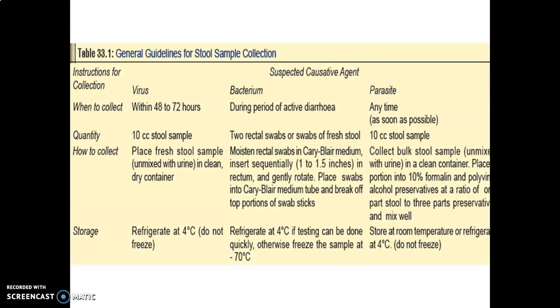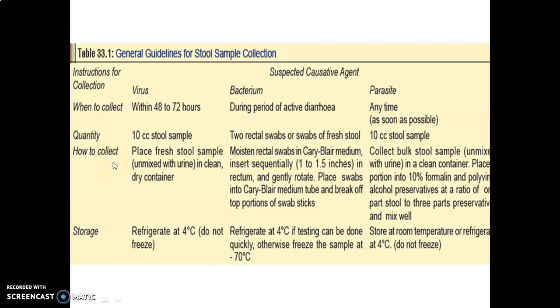So let us see the general guidelines for collection of the stool sample. Here we get information on when to collect the sample and how much quantity should be collected. And after collecting, if you are not conducting the analysis immediately and are storing it, how to store it. We have different classes based on the causative agents like virus, bacterium, and parasites. If we are collecting a virus sample, it should be within 48 to 72 hours. For bacterium, it should be taken during the active diarrhea time. For parasites, it can be taken any time, but as soon as possible.